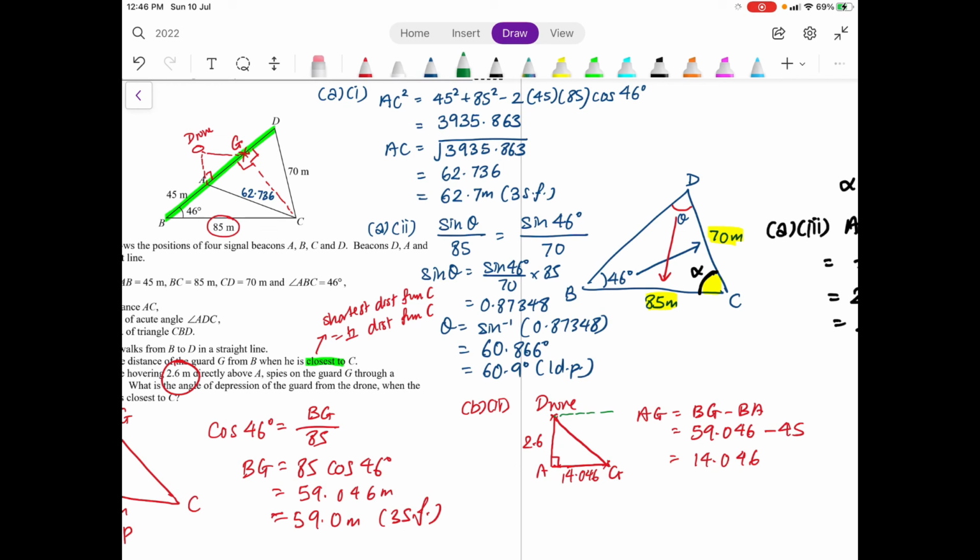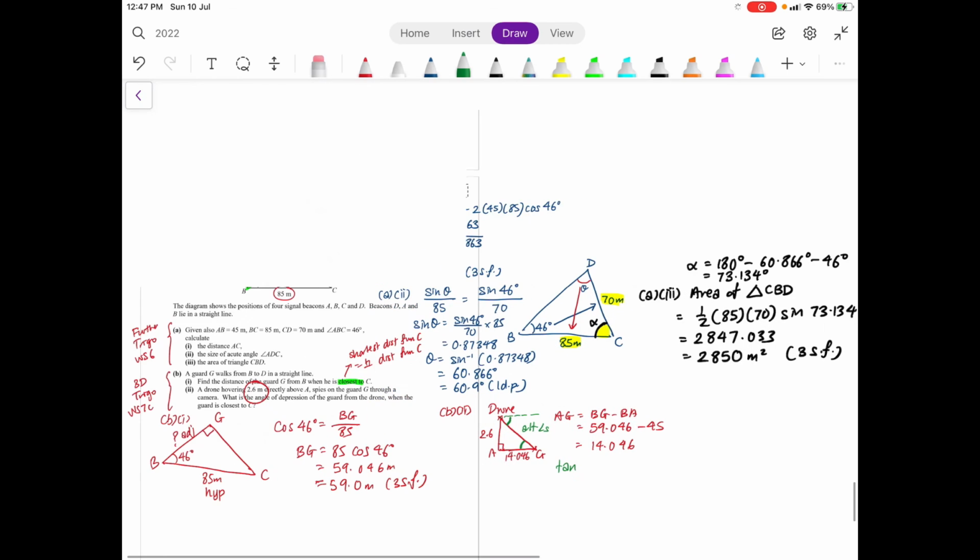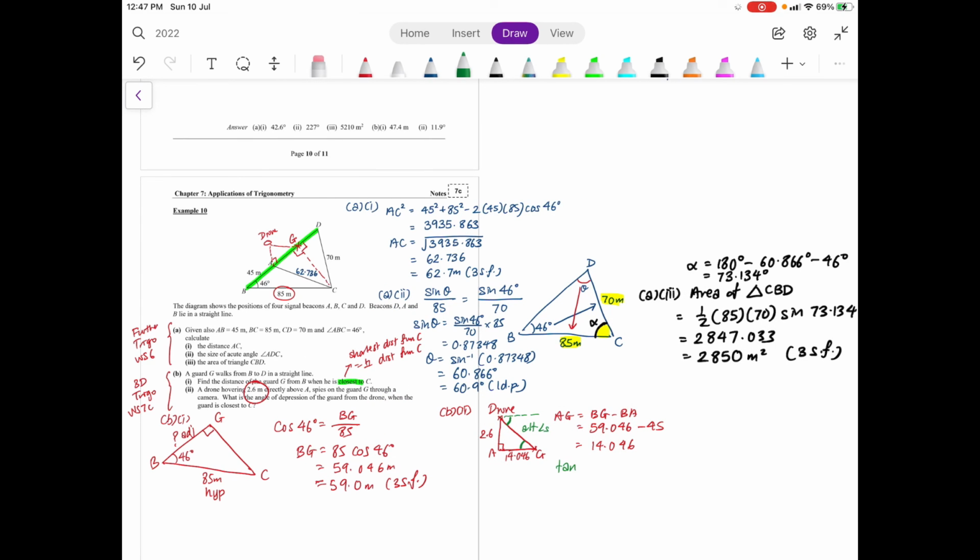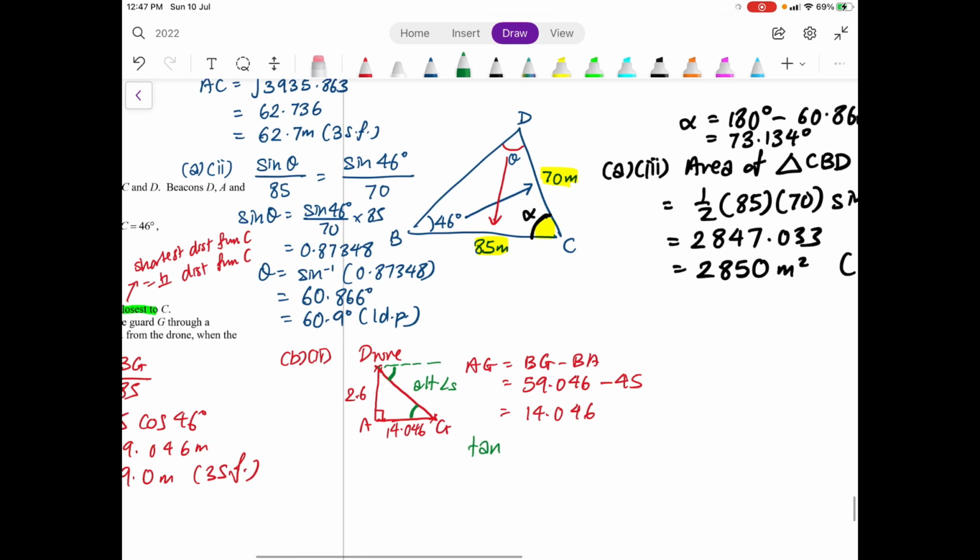Angle of depression is the horizontal line to the line of sight. So it's the same as this. So later I need to explain using the reason of alternate angles. So let's start. I will say tangent. I've used theta already, so I'll use alpha or beta. Alpha I also used already, so I use beta. Tangent beta equals 2.6 opposite over 14.046, which is adjacent.